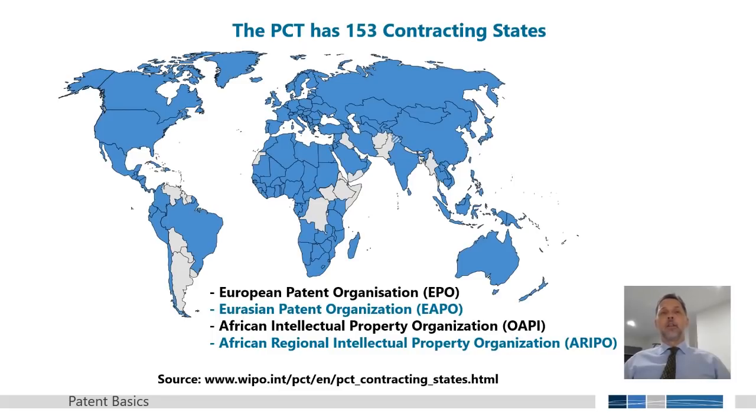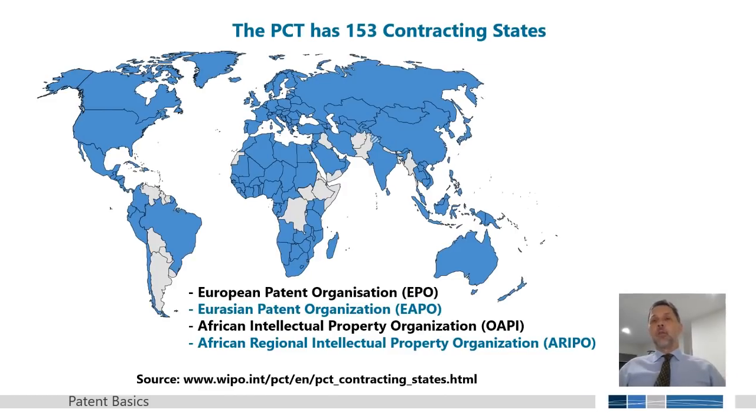Now, the Eurasian Patent Organization covers the Russian Federation as well as a handful of other European countries. The two African organizations that I've mentioned there cover different African countries. So again, it allows you to designate, to nominate various African countries in a more cost-effective way and to obtain protection in those countries.